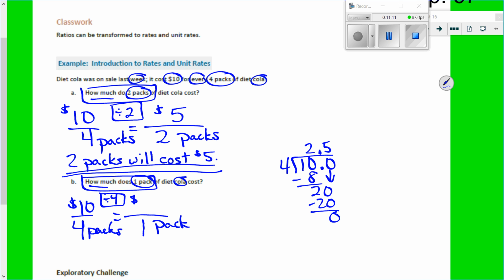Yes. However, because we're talking about money, American money, how many decimal places do we have in American money? 2, yep. So I have to add the 0. So it's $2.50 per pack. So my answer is 1 pack would cost $2.50.